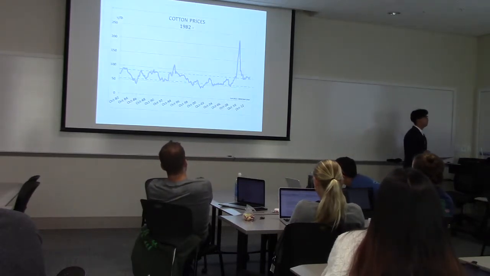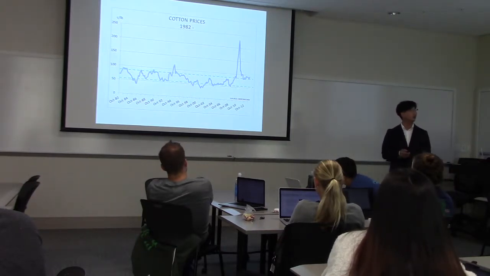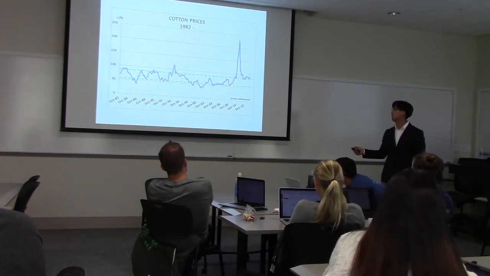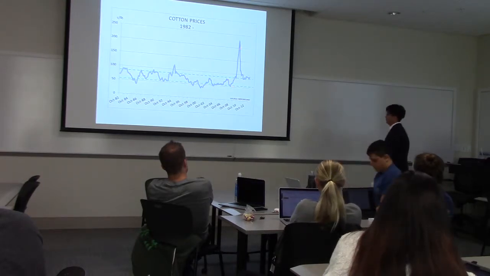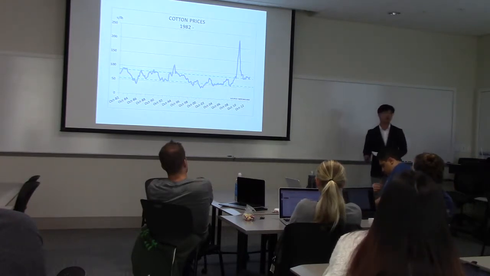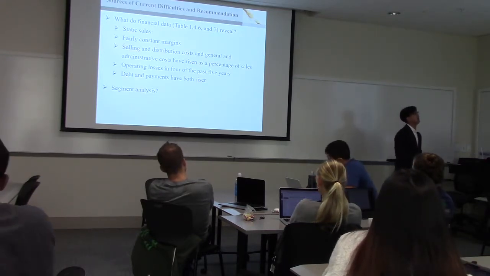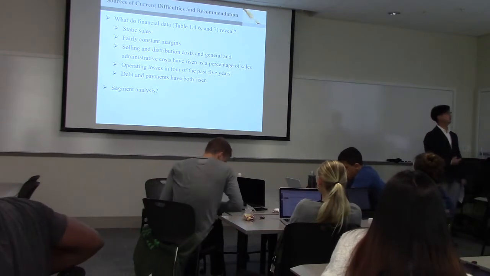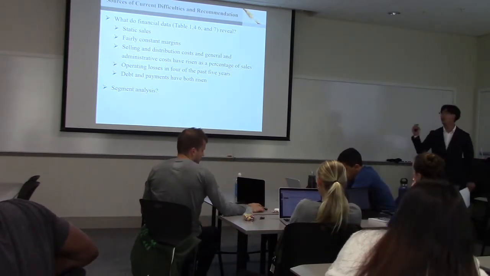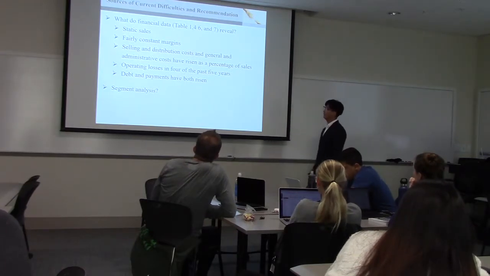Okay, so this is the cotton price of the United States from 1982 to 2012. One key noticeable factor is it spiked up in October 2010, resulting in the lowest operating profit for American. Okay, so what do financial data tell you? Static sales, fairly constant margins, but then they have a high cost, and then operating losses in 4 of the last 5 years, and debt and payments have both risen.